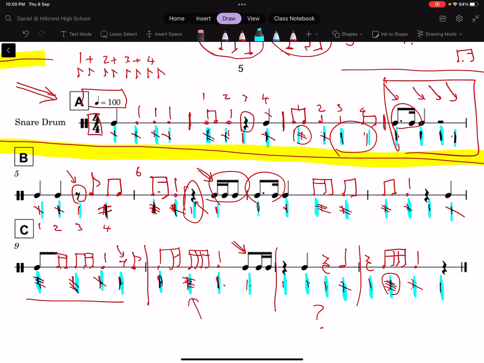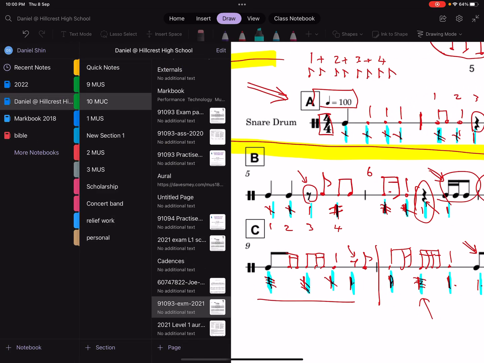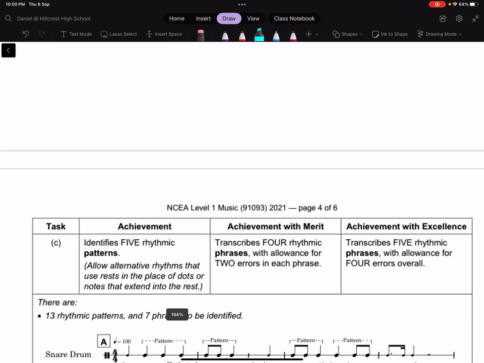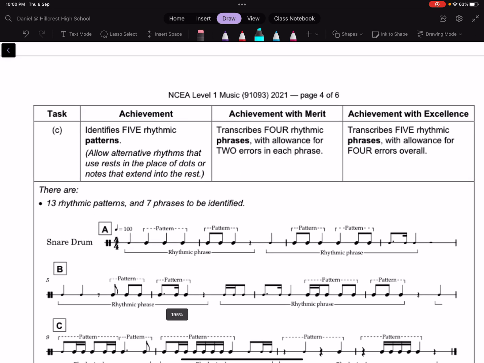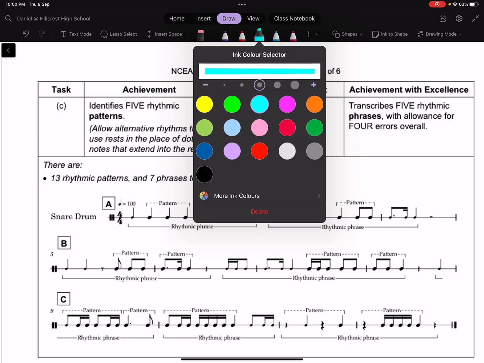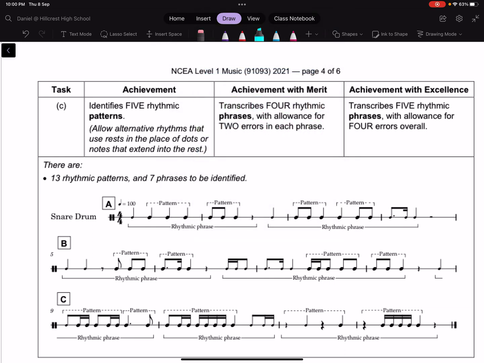Let's check the answer. The answer sheet says, in order to get an excellence, you need to transcribe 5 rhythmic phrases with an allowance of 4 errors. So you're allowed to make a mistake, well, 4 mistakes to be correct.